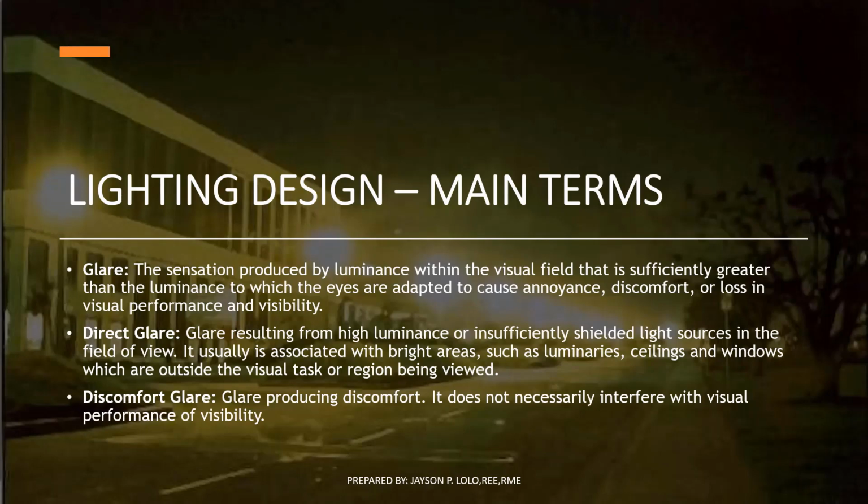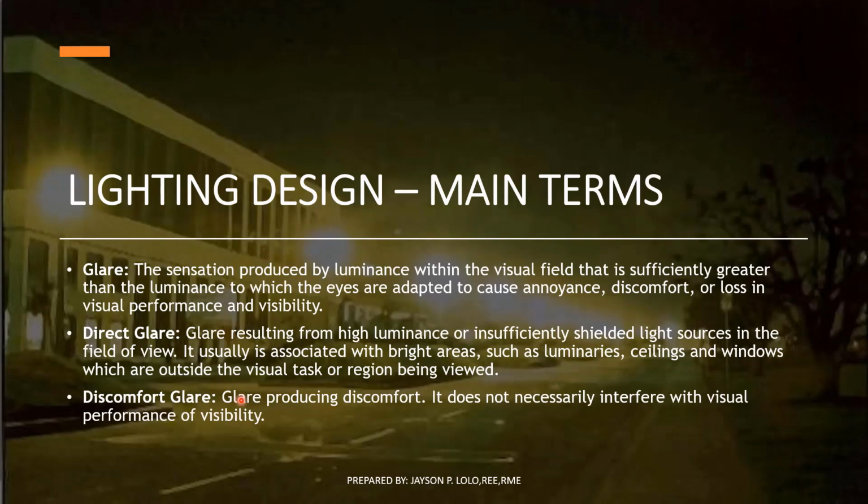Now, let's be familiar with the glare. The glare is the sensation produced by luminance, just like at the background of this slide. So, there's a glare from all lights or street lamps, but it is sufficiently greater than the luminance to which the eyes are adapted to cause annoyance, discomfort, or loss in visual performance and visibility. Just like if you are driving and nakikasugat, naka-fog light siya, that is what we call glare because it can cause annoyance and discomfort when you are driving, sugat kasi ha. So that is one of the common mistakes in engineering or electrical lighting design.